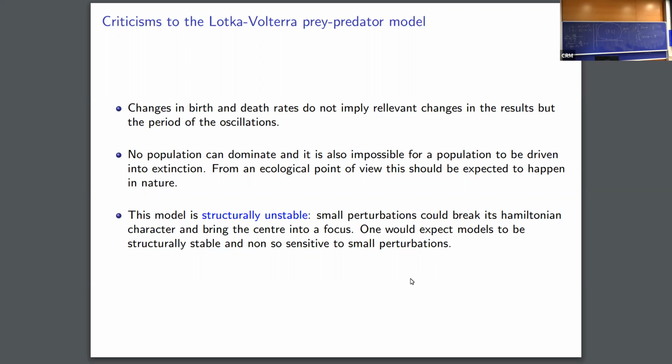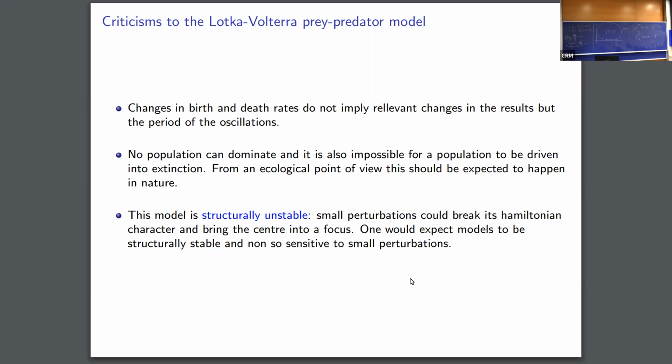And why is this model not realistic? Well, for many things. First, if you just make changes in birth and death rates, nothing happens. It's the same. In this case, you have two species, prey and predator. There is never extinction, never. This could be, as Jordi told, maybe it's quite difficult for one species to become extinct.